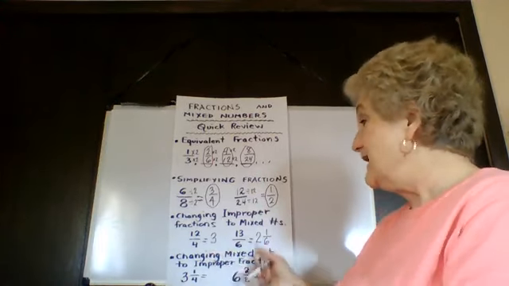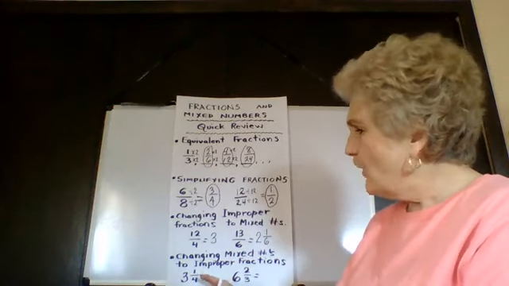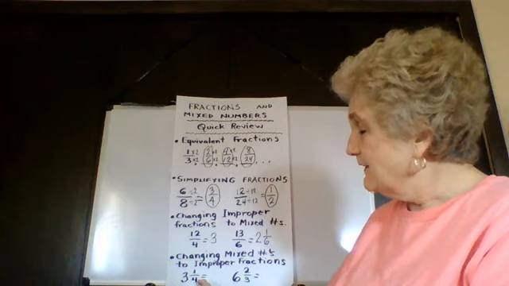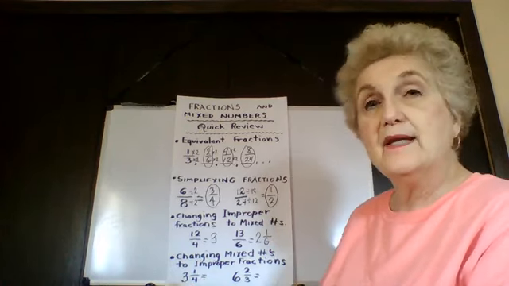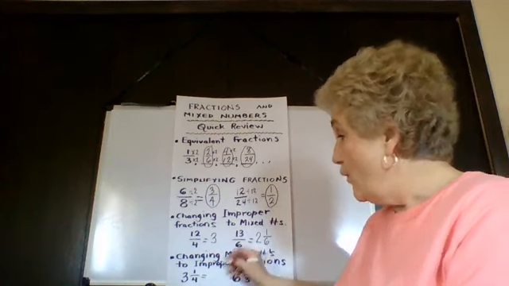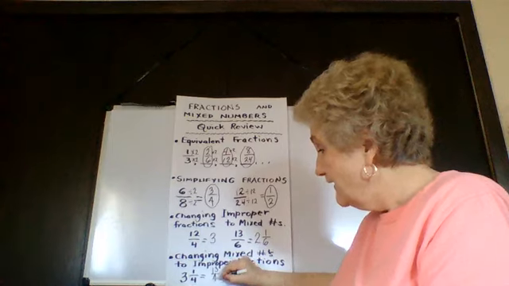Then we change mixed numbers back to improper fractions. Do you remember how we did this? We have 3 1/4. We start at the denominator at the bottom and multiply: 4 times 3 is 12. Add the top number, the numerator, and one more makes 13 over 4.